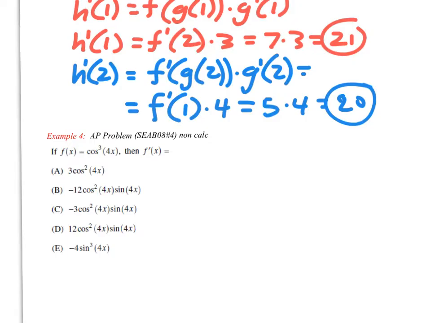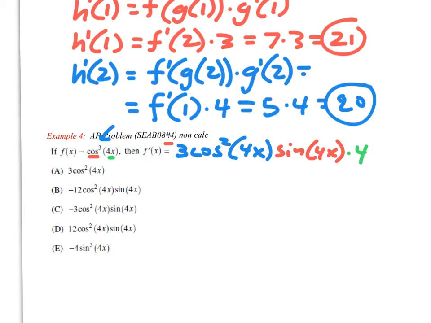Okay, example 4, f of x equals cosine cubed of 4x, then f prime of x. Let's work our way outside in. Our outermost function would be that 3, so f prime of x would be 3 cosine squared of 4x. Next function in would be cosine, which would make that negative sine of 4x. Innermost function is 4x. Derivative of 4x is 4.